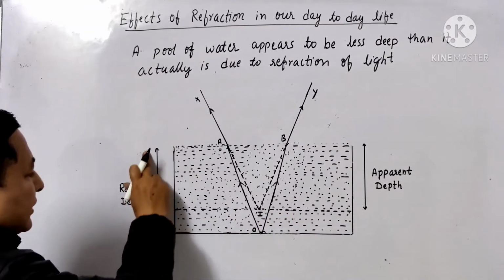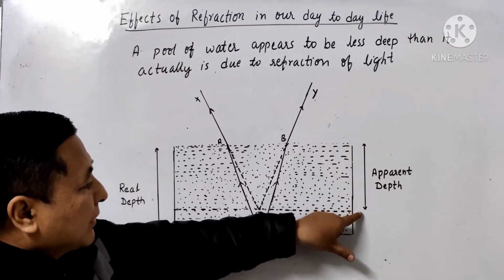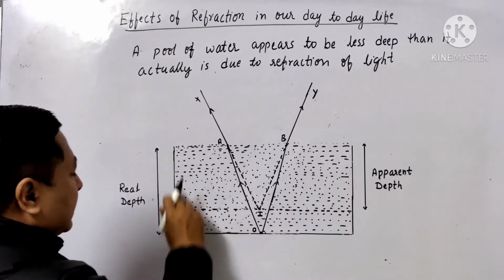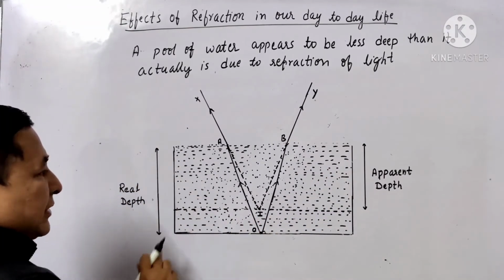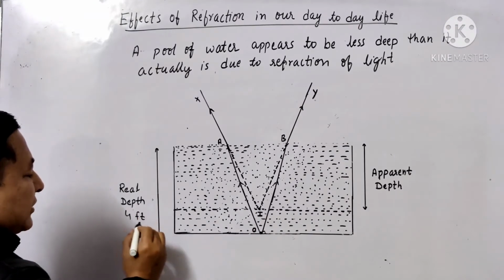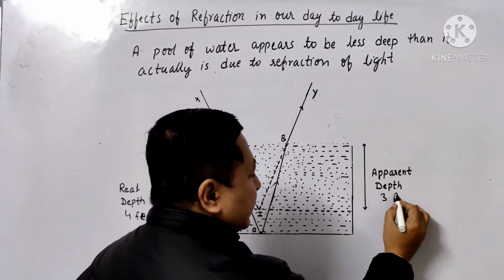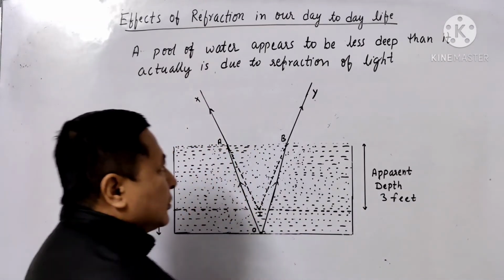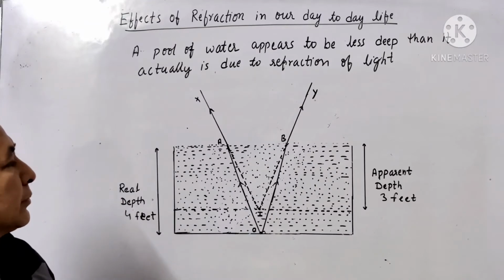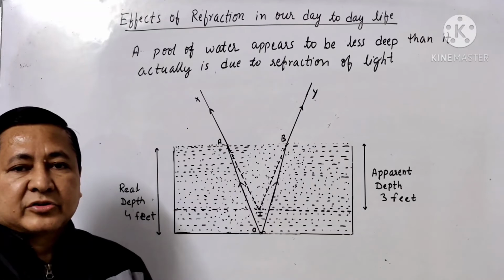So this is the real depth of the pool, but from outside the apparent depth will be this much. That means this depth you will see from the outside, but really it has this much depth. So if the real depth is 4 feet, then the apparent depth is around 3 feet. So this is how the refraction of light causes a pool of water to appear less deep than it actually is.